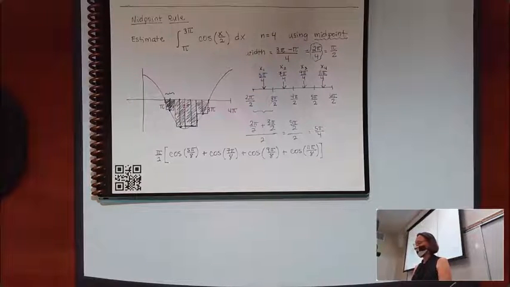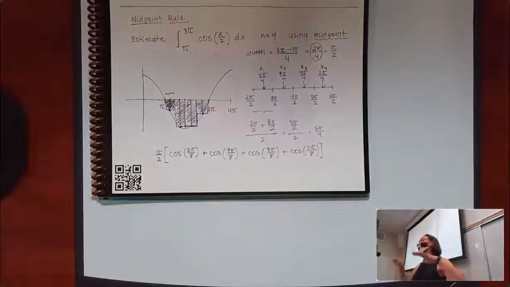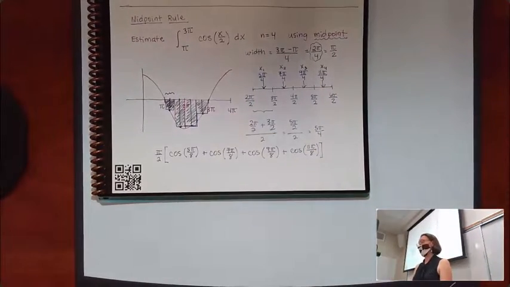I would argue that this is definitely a case where just doing the integral is way easier than doing the midpoint rule. So just for fun, how about if you try the integral directly?